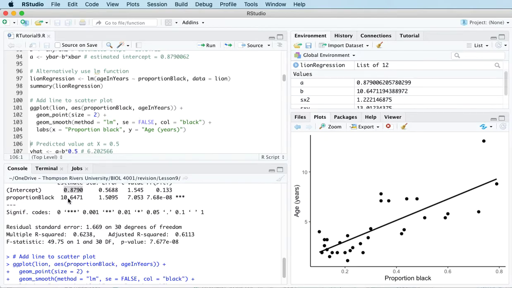Let's look at the slope and see if we can make sense of it. The slope is rise over run. It's how much we expect the response variable, the y variable, to change when the x variable, the predictor variable, increases by 1 unit. Let's think about that for a second. What would it mean for the proportion black to increase by 1 unit? Well, it's a proportion, so the only way we can get a proportion to increase by 1 unit would be if it went from 0 up to 1. And both those extremes are not represented in this sample data set. So we're going to need to think about this a little bit harder to make sense of this number.